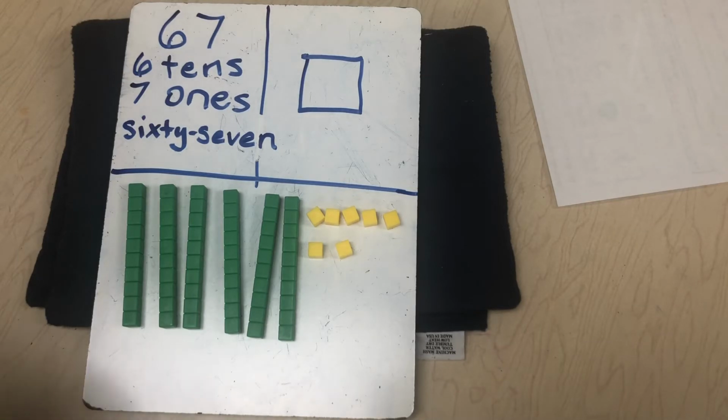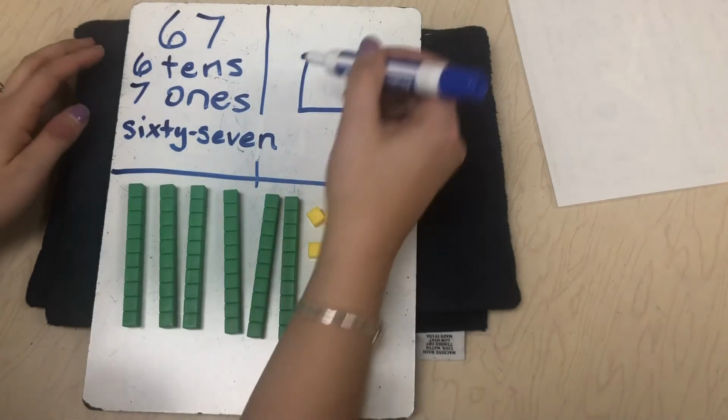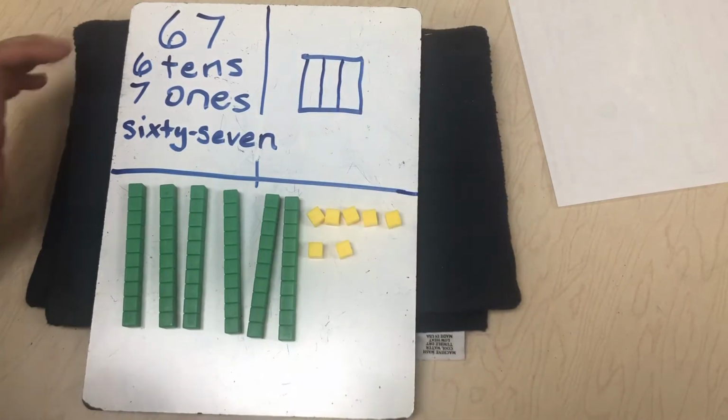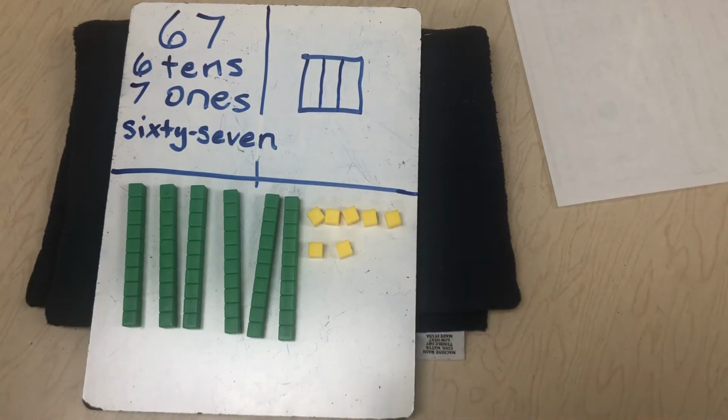So we are going to divide our square 3 ways. That means we only need 2 lines in the middle of our square. So we're breaking up our square into thirds.